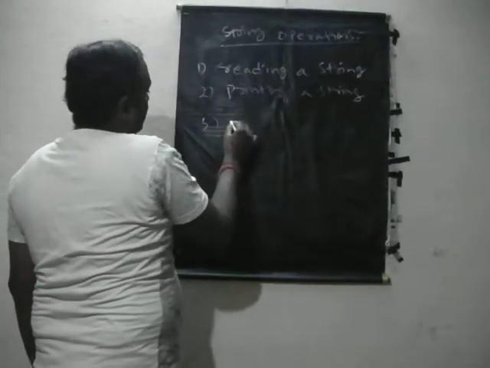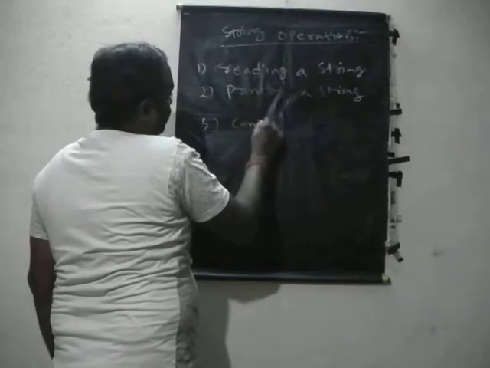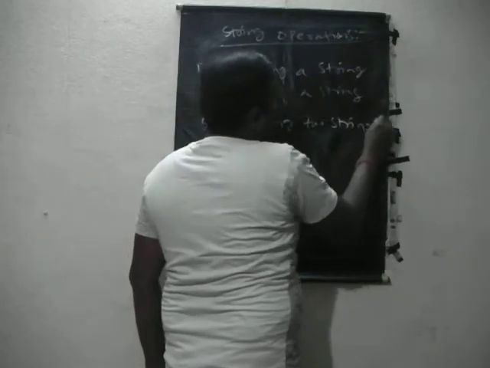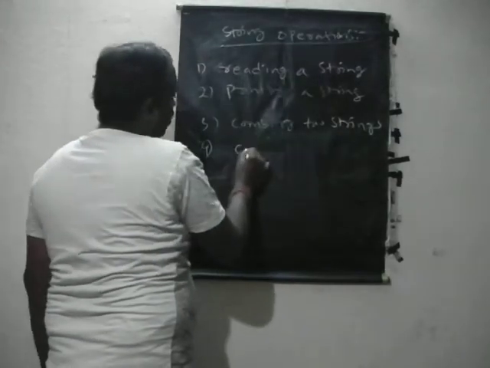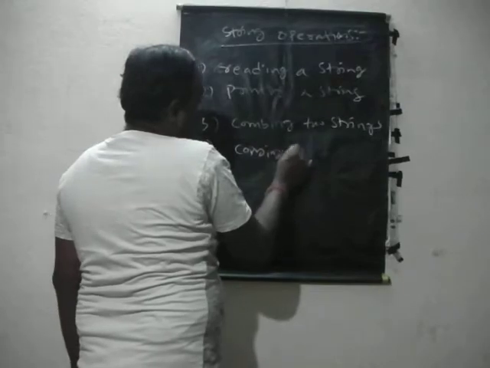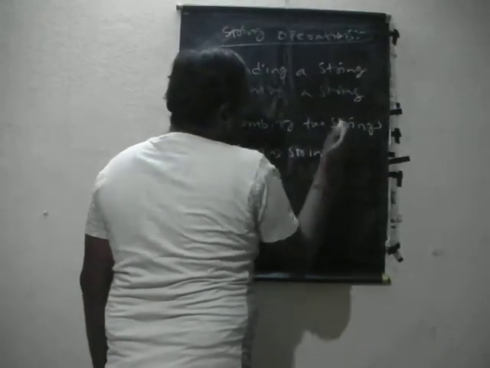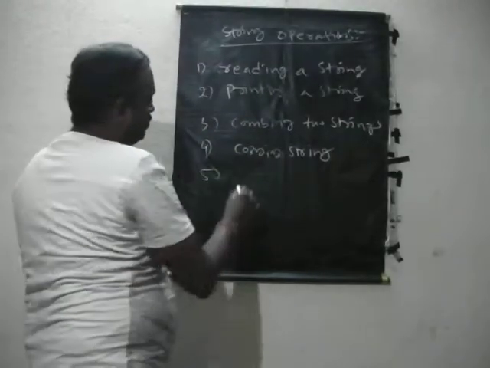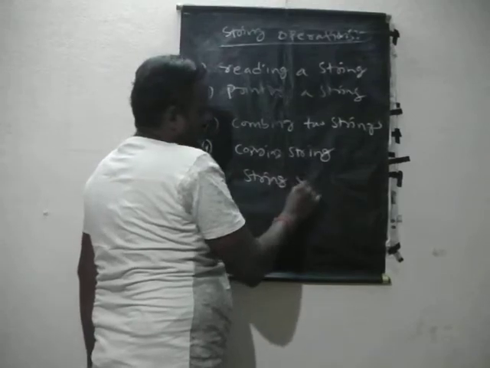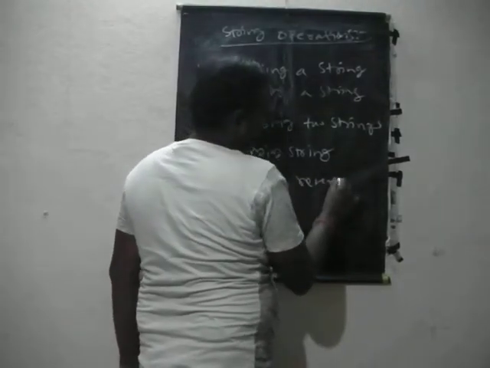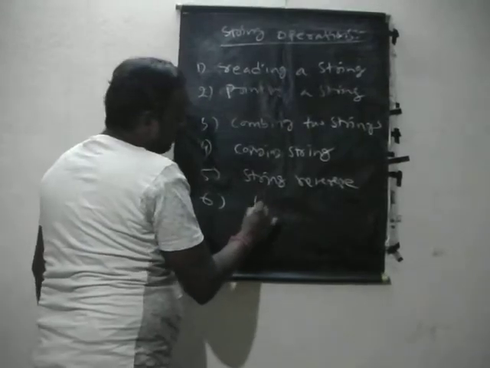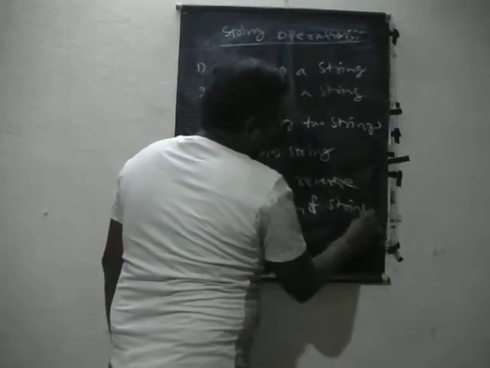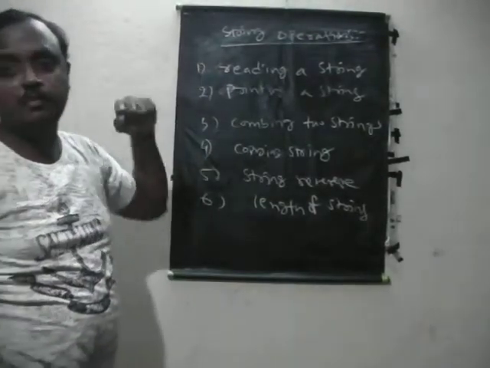The third one is combining two strings. The fourth one is copying strings from one to another. Okay, we will write these. The fifth one is string reverse. Then the length of the string. So these are the manipulations, the operations we are expected to perform on strings.